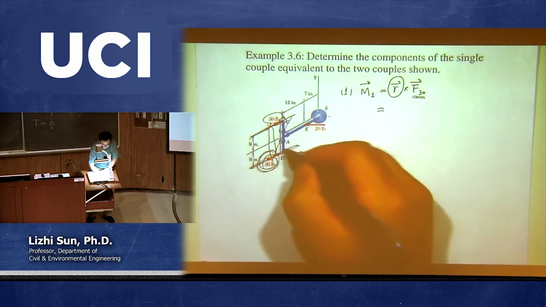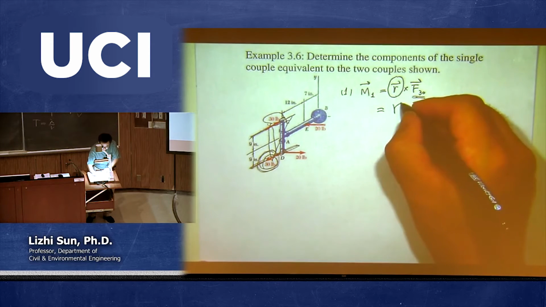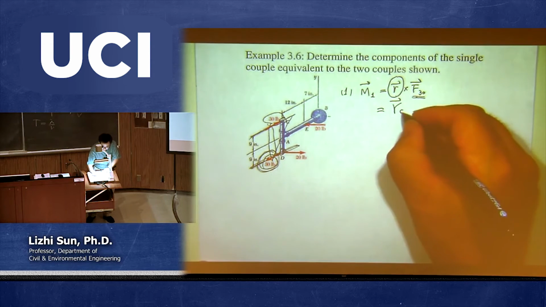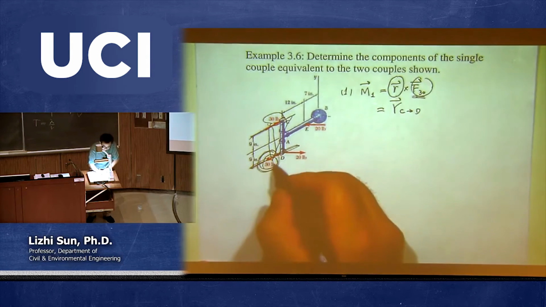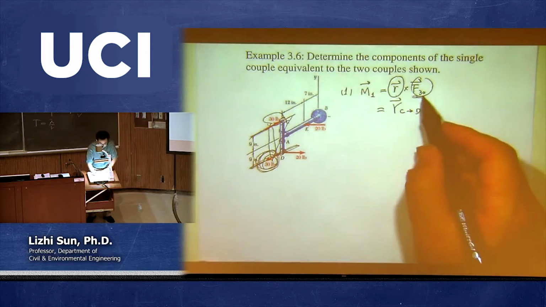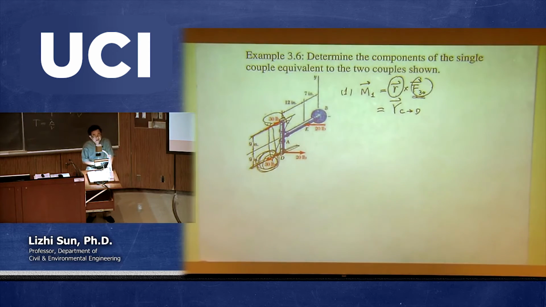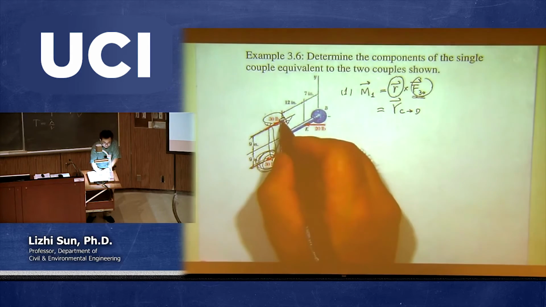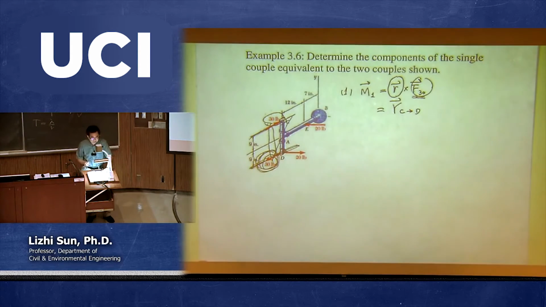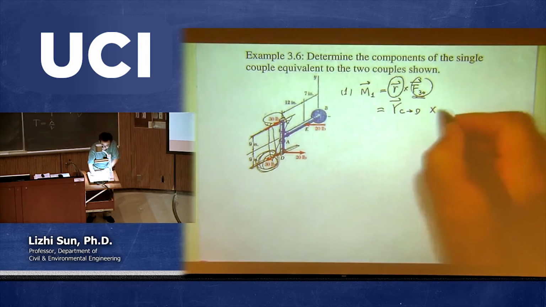But from this to this. In other words, for this problem, this R is from C to D, if I choose this force here. If you want to choose this force, then it's going to be D to C. So any point for the second force acting on, to any point the first force is acting on. Okay, so R is from C to D, and then cross this force.